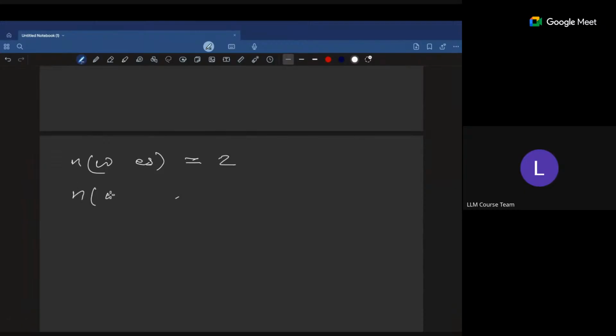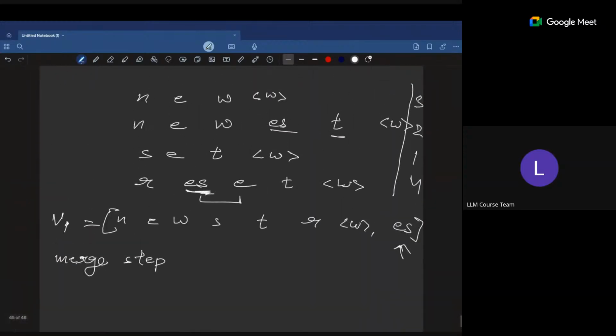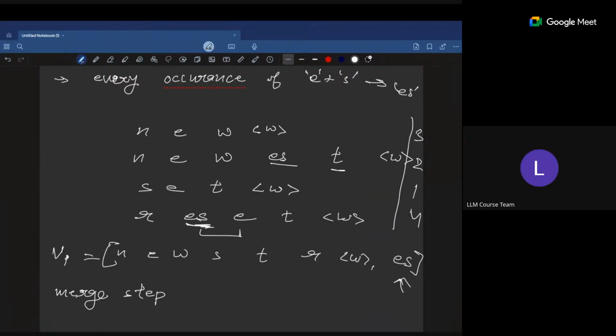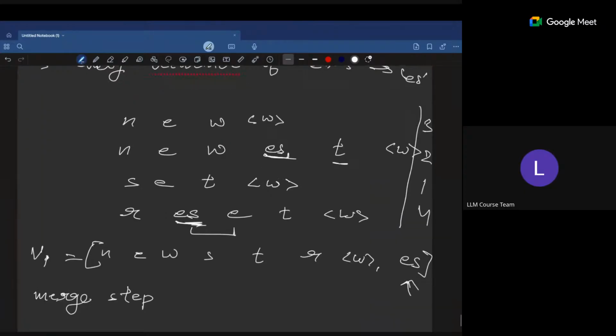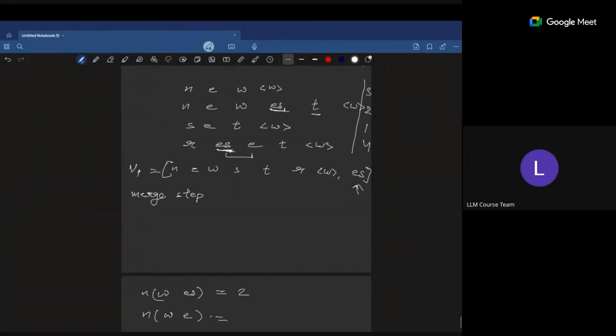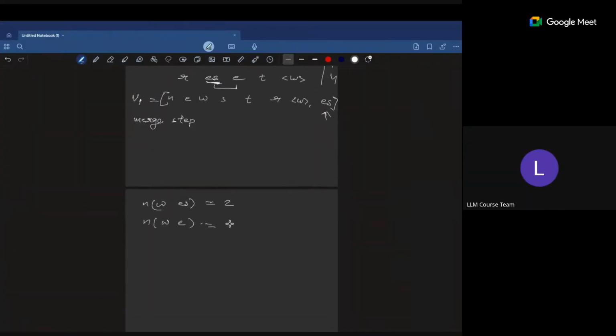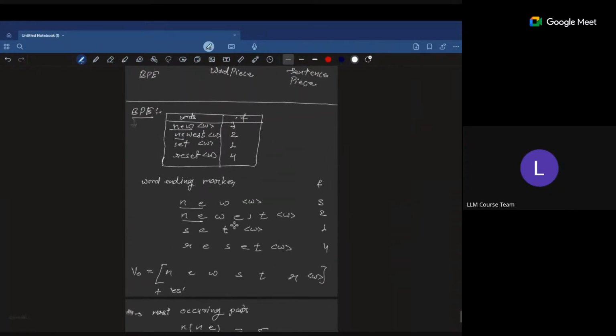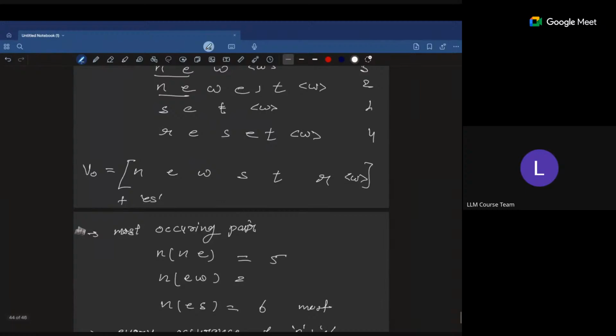And let's say the count of W and E. Can you tell me the count of W and E here now? Zero, right? Because here it is ES as a token, not W and E as separate tokens. So the count of W and ES becomes zero. W or E becomes zero, right? Initially it wasn't zero. If you look here, W comma E had some count, WE had 2 count here. But it has been updated now as per the different iterations.